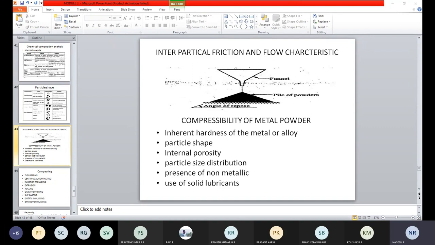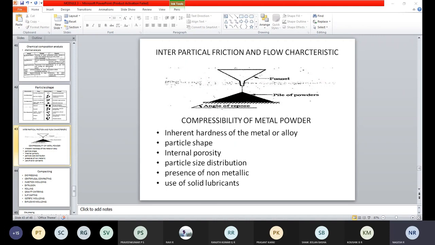If the particle size is not regular, then the particle size distribution also won't be regular or uniform. So the size should be uniform. If it is not, it will show poor compressibility. So this will be added as one of the characteristics of compressibility.